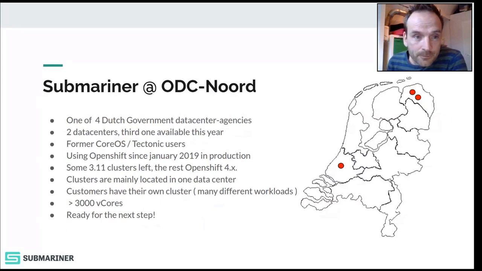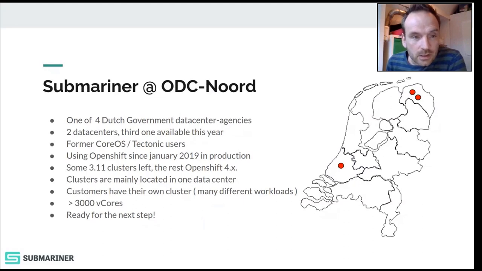At the moment, we have two data centers running in the north, the two red dots you see in the picture, on the map of the Netherlands. And the third one is available this year. So a little bit of perspective and history from us as Red Hat customers. We are former CoreOS users. In 2017, we started our container journey with Kubernetes, because we saw that inside the Dutch government, many government agencies were moving towards microservices and wanted to use container platforms like Kubernetes. So we thought, hey, that's an opportunity to create some kind of managed service for our government agencies. And until now we are pretty successful in it.